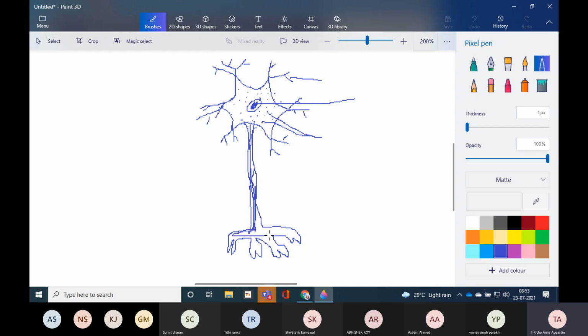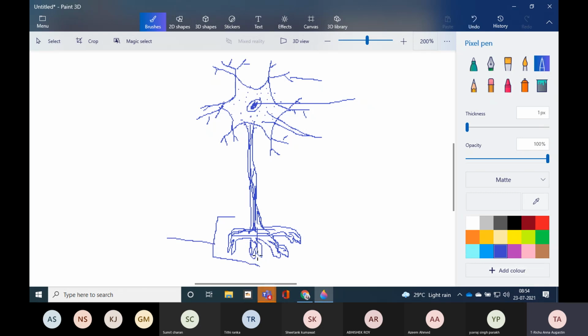So these are some root-like structures present at the bottom portion of this neuron. This is the bottom portion. This portion is known as axon.